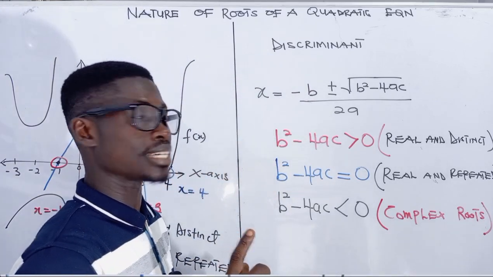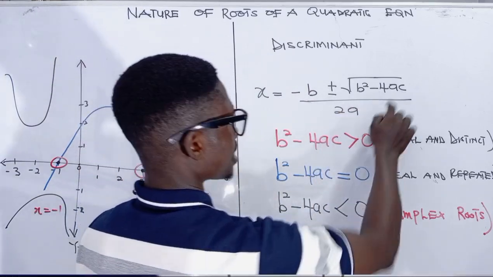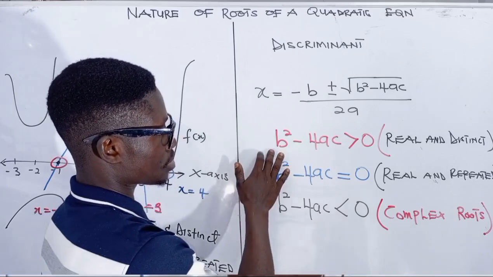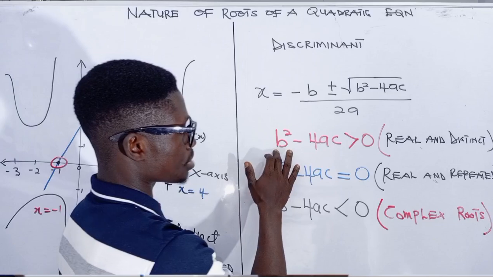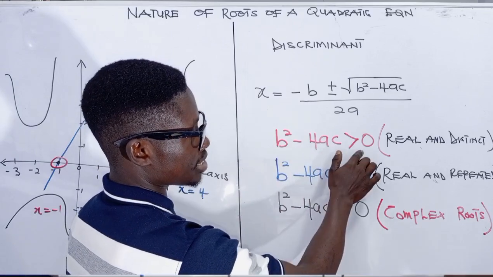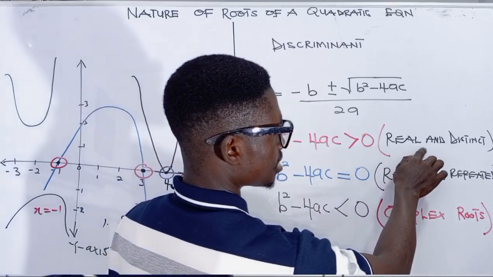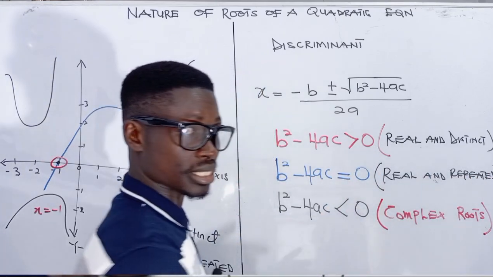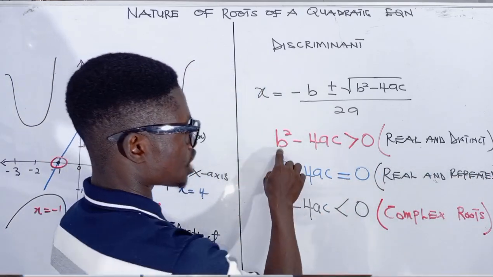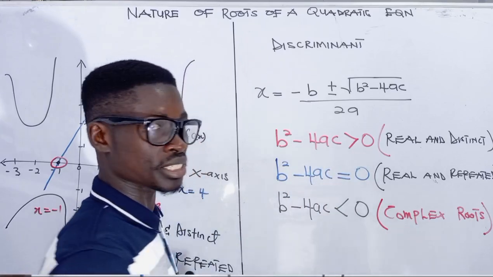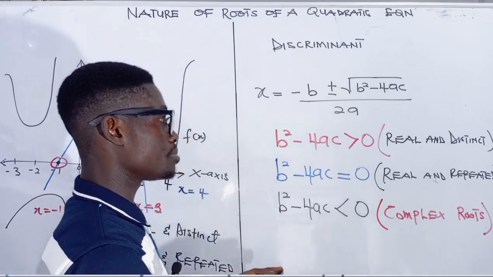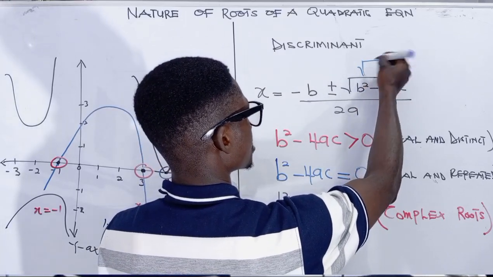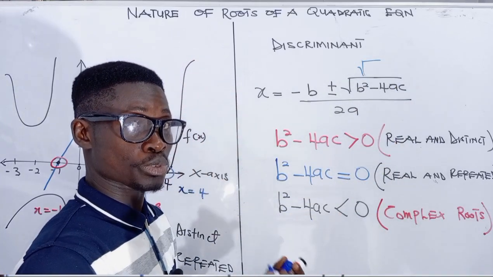So why are we saying that the expression under the radical sign determines the nature of the roots? Let's start with the first one. We are saying that if the expression under the radical sign is greater than 0, we are getting real and distinct roots. Real numbers but different numbers. That is when the expression under the radical sign is greater than 0. If it is greater than 0, then it means that we are going to have what? Positive numbers such as 1, 2, 3, 4, 5 up to infinity.